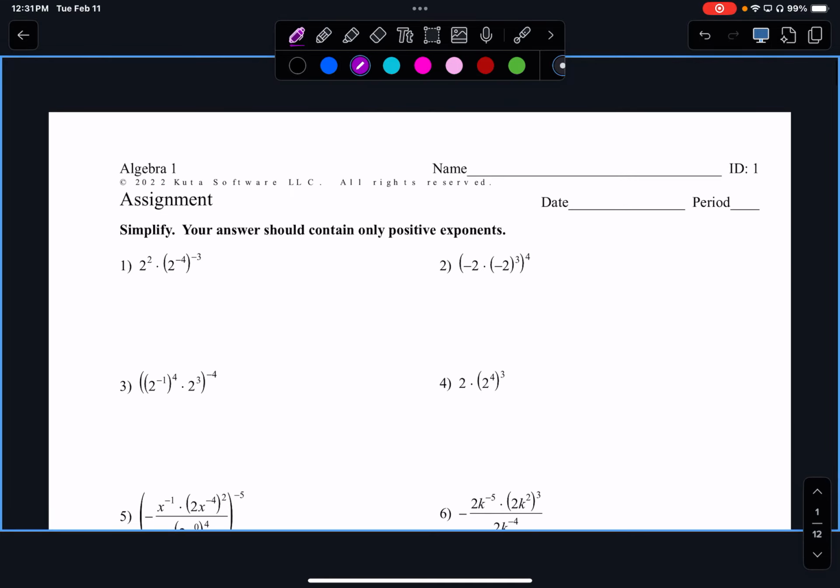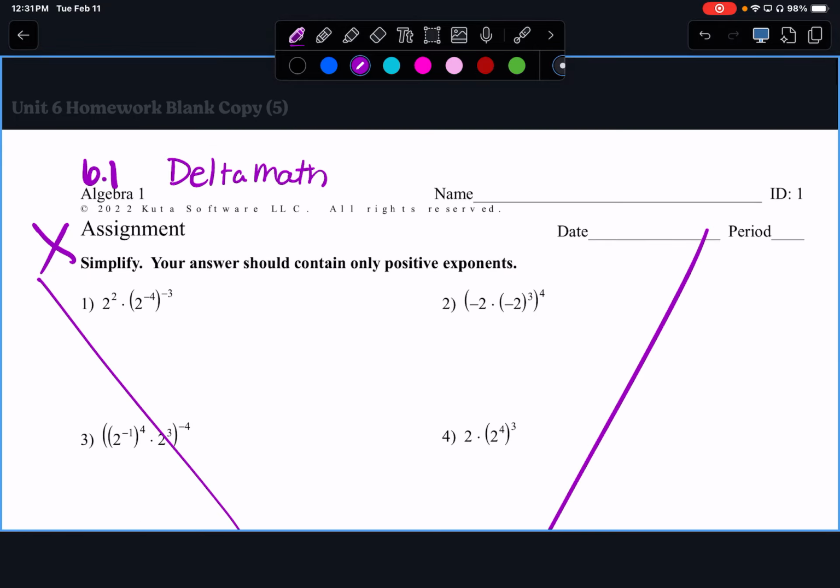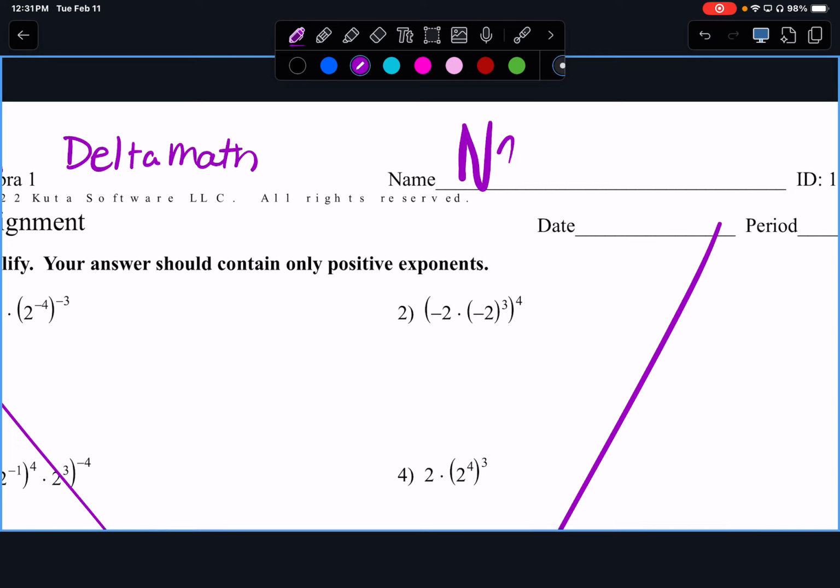This first one here is 6.1. You do not have to do this one. We did this on Delta Math. So we don't have to do that. I printed it before I changed my mind on it. So you do not have to do this page. But I still need your name on it right here. If your name is not on it, go ahead and put your name on it. I know we're not doing it, but we still need our name.